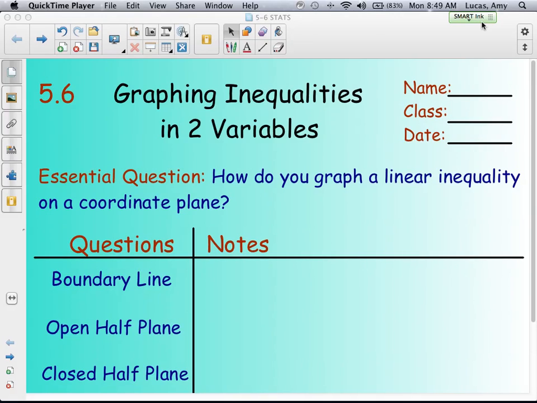5-6, graphing inequalities in two variables. Our essential question today is how do you graph a linear inequality on a coordinate plane? We have three new vocabulary words.